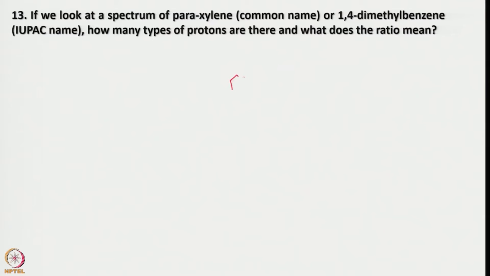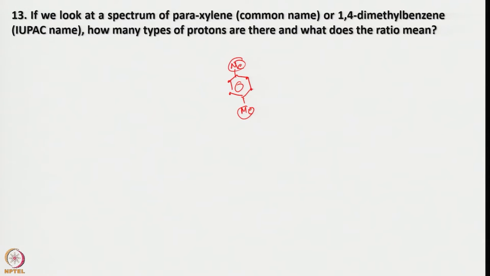This is 1,4-dimethylbenzene. If we look into it, how many different types of hydrogen atoms are there? These four are equivalent and these two are equivalent. That means we have two different types of hydrogen atoms. As a result, when we look into the 1H NMR of paraxylene, we get two types of signals: one for the methyl groups of 6 protons, another for the aromatic protons of 4, in the ratio 6 to 4, or 1 to 1.5.